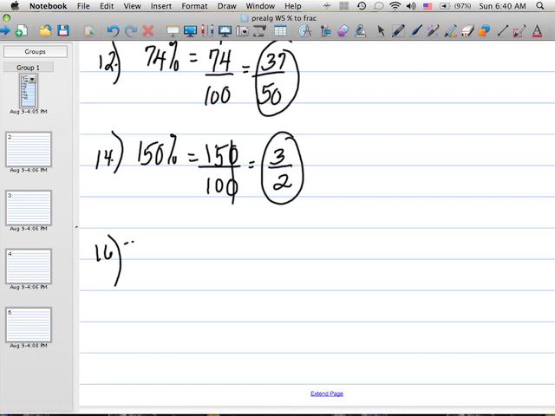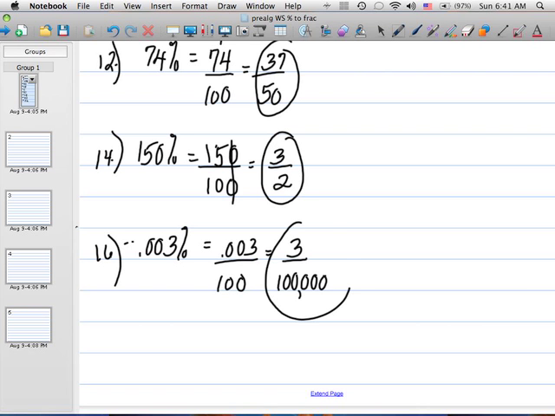Now there are 2 16s. We're going to do both of them. We have 0.003%. Remember that is, put it over 100. We don't want to leave the decimal there, so we're going to move it 3 to the right. That would be 3. That's multiplying by 1,000, and that's going to add 3 zeros to the bottom. So that's 3 over 100,000.